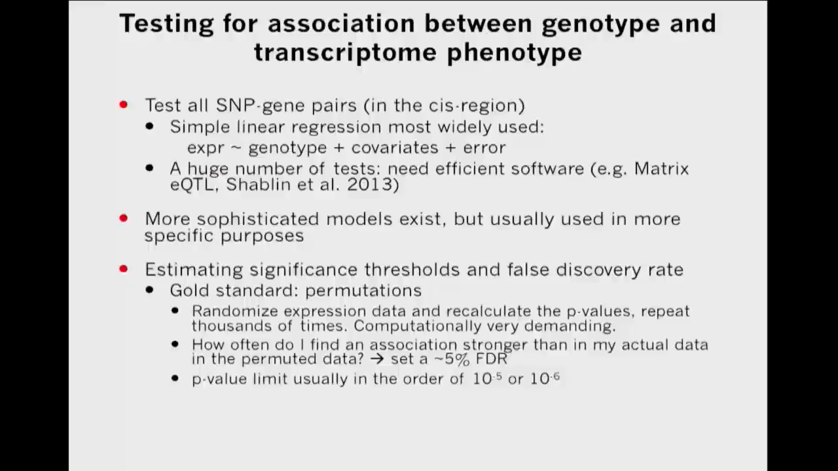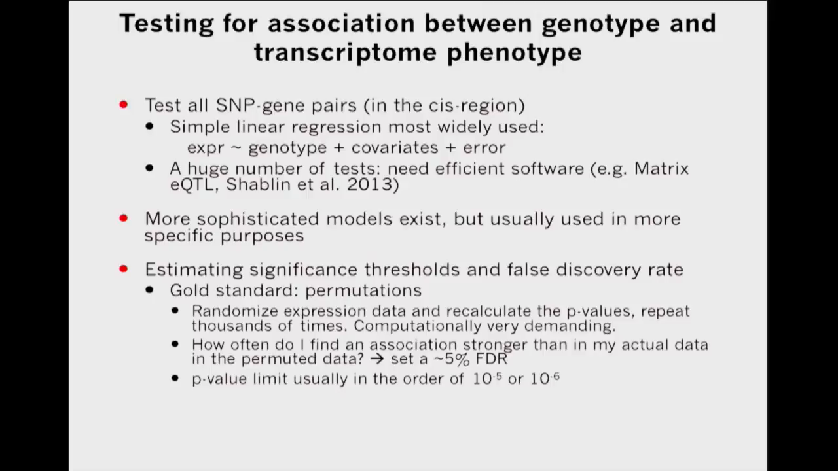And then once we have run the simple model and gotten some p-values and effect sizes out of it, there's the big question of what is actually significant. The gold standard way to determine this is doing permutations, so that for each of these genes that you have studied, you randomize the expression levels, permute the phenotype, and then recalculate the test. And you repeat this thousands, tens of thousands of times. And this is the step that is computationally very demanding.